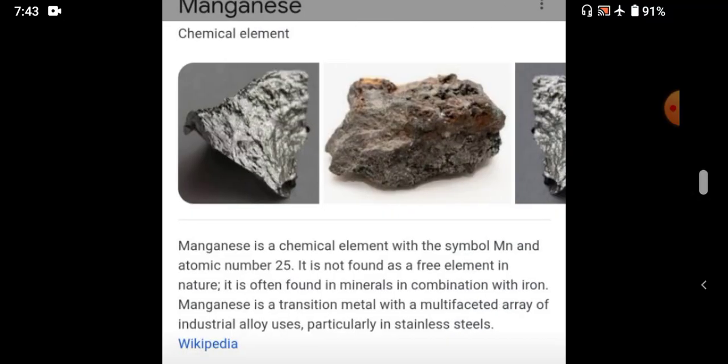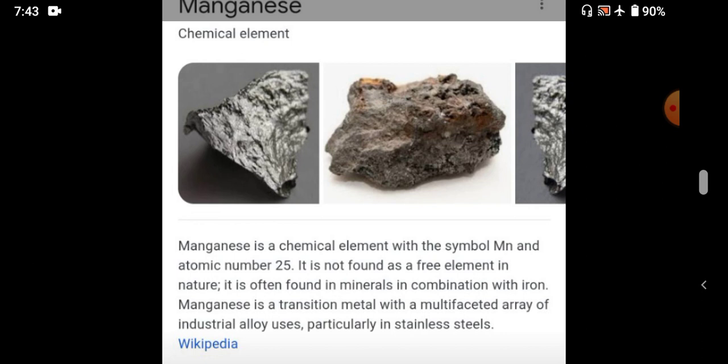Then the second example is manganese. Manganese is a chemical element. It is not found as a free element in nature. It is often found in minerals in combination with iron.